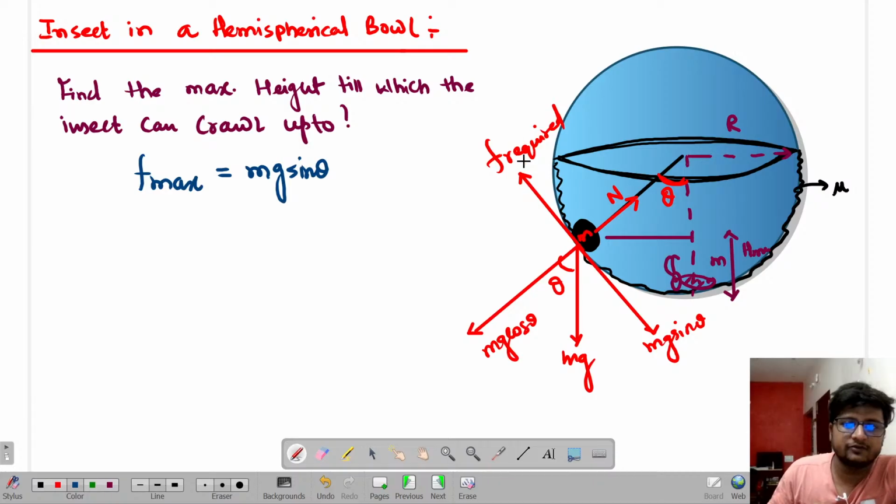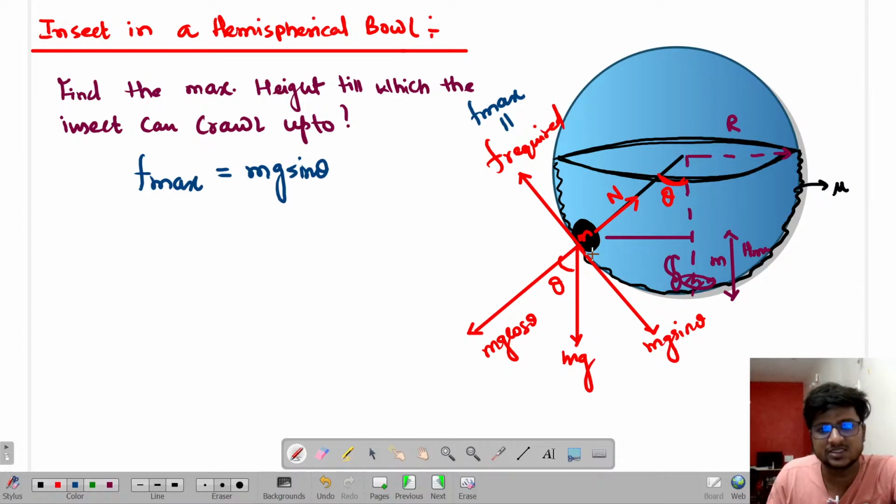See, this F required is not equal to mg sin theta. F required is basically over here F max. Why F max? Because I am present at maximum height, where I have the highest tendency that I will crawl down. Are you able to get me or not? Is this clear or not clear?